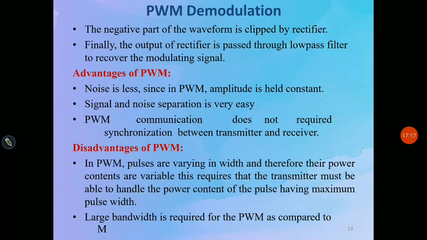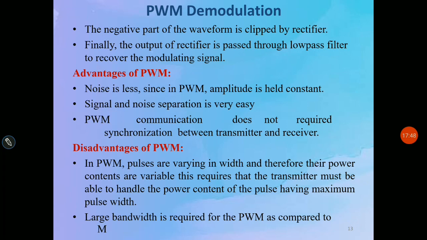So now, what are the advantages of PWM? First one is that noise is less. Since in PWM the amplitude is held constant, whereas in PAM there will be a lot of noise. So in PWM noise is very low because amplitude is held constant. Signal and noise separation is very easy. PWM communication does not require synchronization between transmitter and receiver, which is required in the case of PAM.